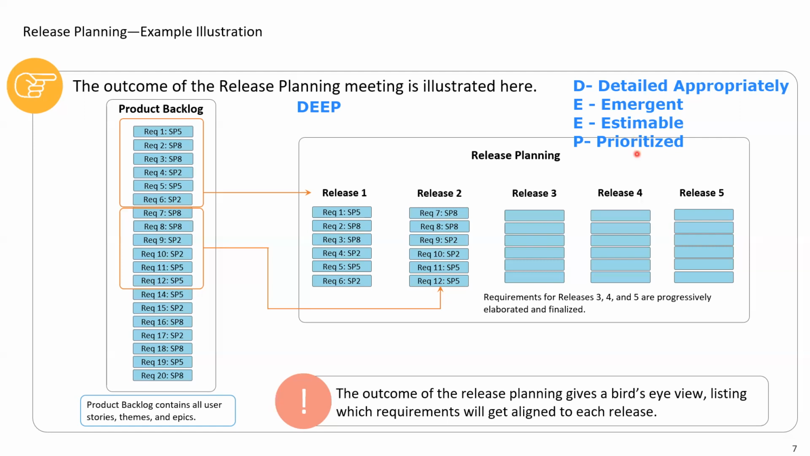P in the acronym DEEP stands for prioritized. In a product backlog, the high priority requirement should always be at the top. In this course, we are going to learn about various prioritization techniques, such as the paired comparison method, the 100-point or $100 method, and weighted shortest job first. Items in the product backlog, at a macro level, can be prioritized based on value, cost, and risk. We'll learn about it later. But at any point of time, the product backlog should be prioritized.